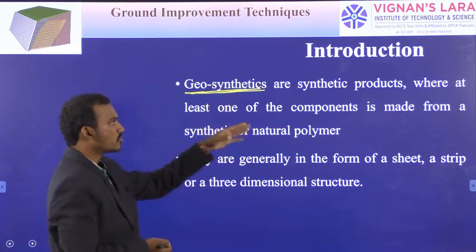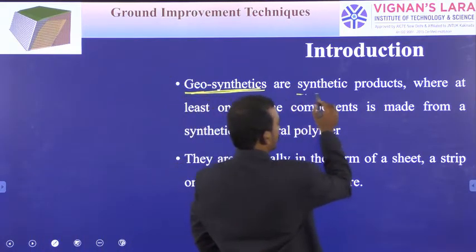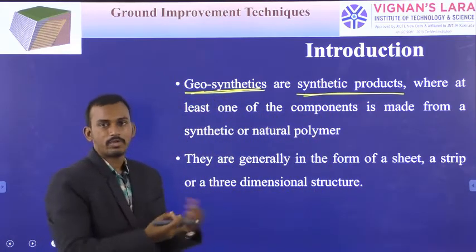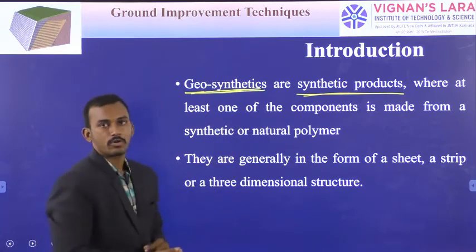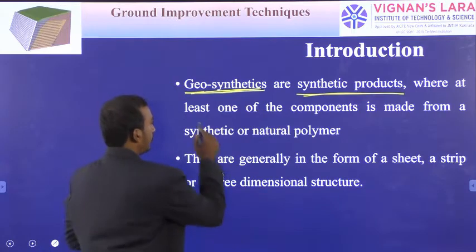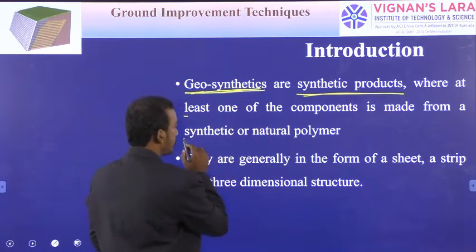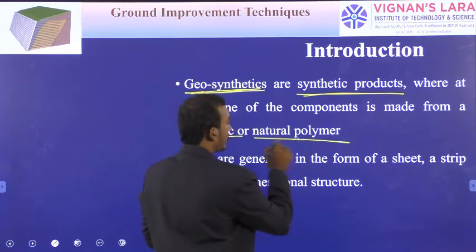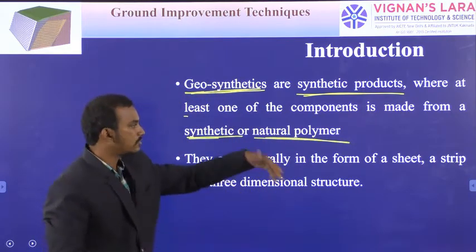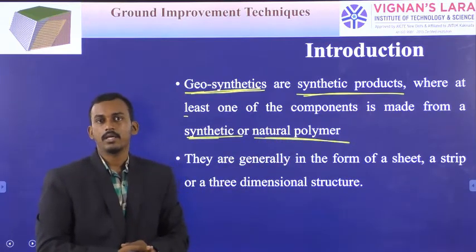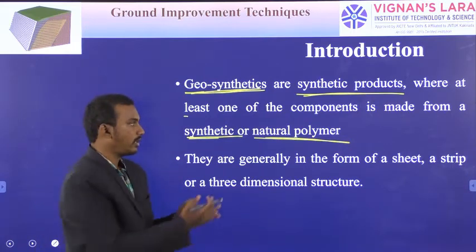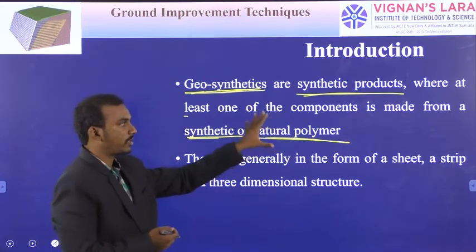Geosynthetics are synthetic products. Synthetic products means somewhat like cotton products. Likewise, whatever we are wearing are also synthetic products. Geosynthetics are also synthetic products where at least one of the components is made from a synthetic or natural polymer. Geosynthetics need not be a synthetic material, it can also be a polymeric material. So they are made either with synthetic layers or with polymer layers, at least one of the components.